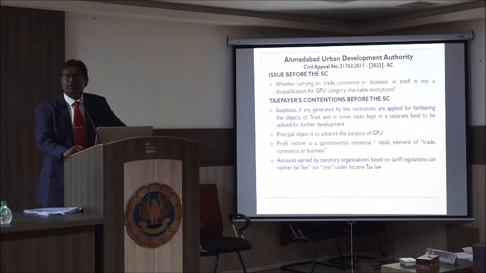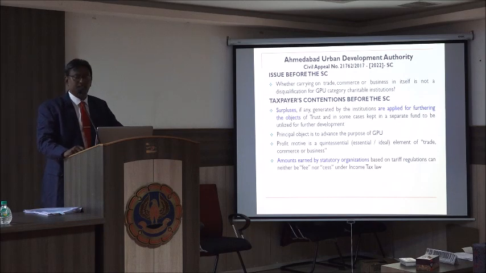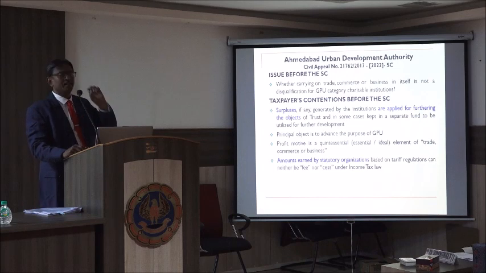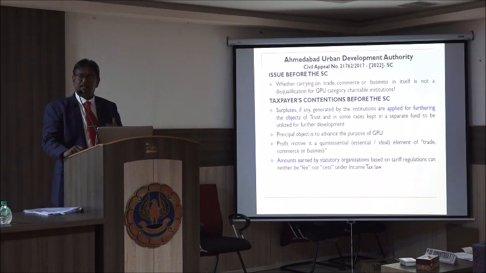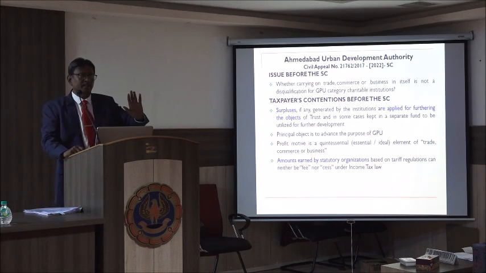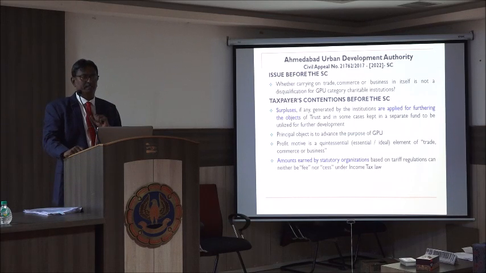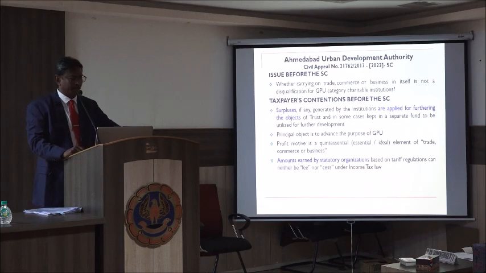So what is the taxpayer's contention? Surpluses, if any, generated by the institutions are applied for furthering the object of the trust, and in some cases kept in a separate fund to be utilized for further development. The principal object is to advance the purpose of general public utility. I am only doing things that benefit the public. The surplus that comes from what I do, I have set aside, which will be used for the furtherance of the object, for general public utility.